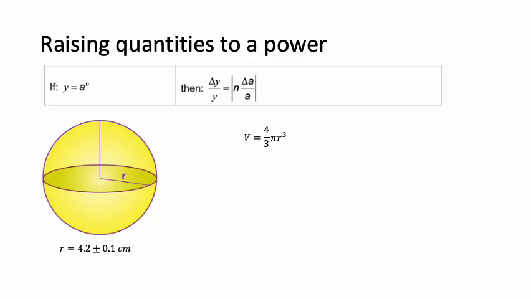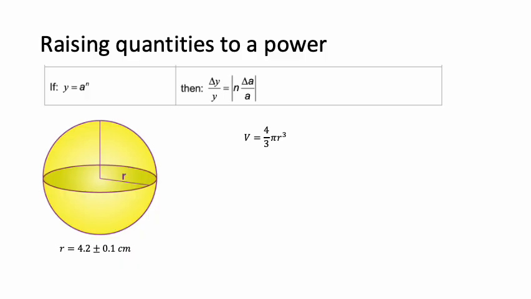Okay, and the last rule that's in your data booklet is what to do if you raise something to a power. So this means that you square something or cube something or whatever power it might be. So what do we do? Well, it tells you that if y, the value you're calculating, is equal to some measured value a to some power n, then all you have to do to find the fractional uncertainty in y is multiply the fractional uncertainty in a times the power n.